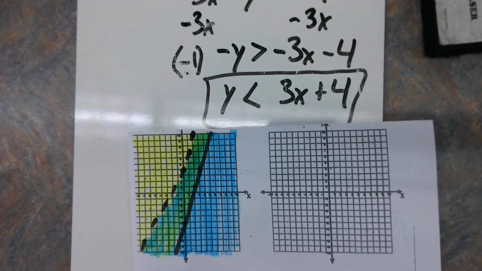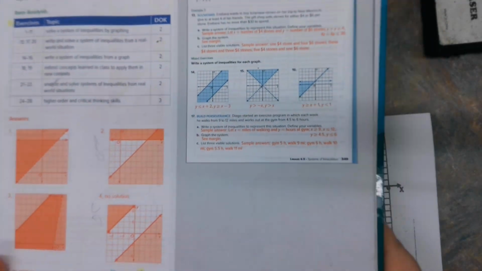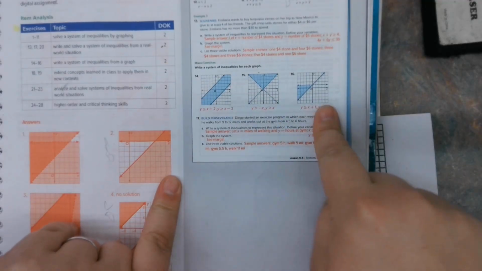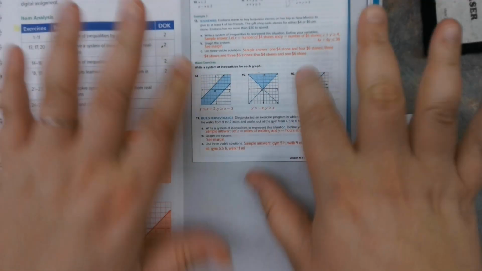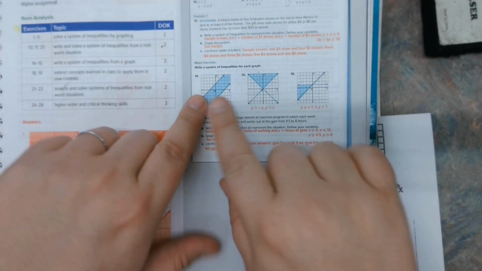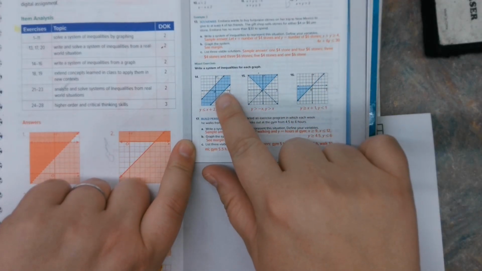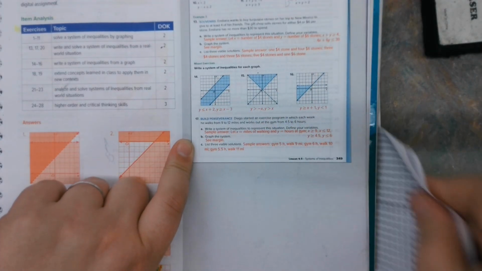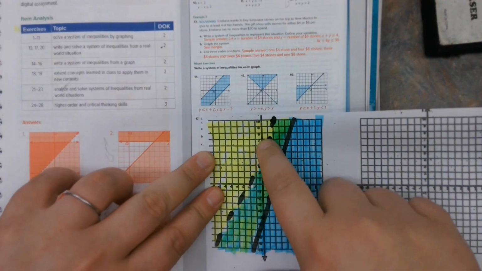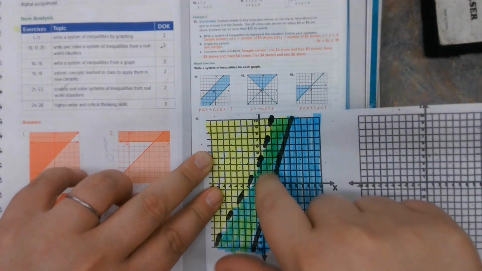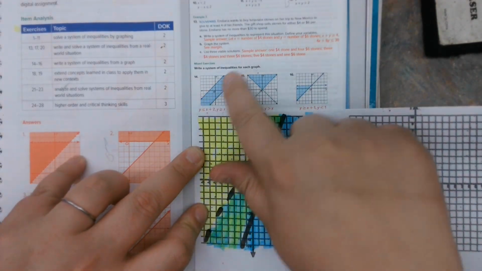Now, let me show you something. This is a teacher book, so it might look a little different than yours. I'm still on page 349. If you look at 14, 15, and 16, I'm not worried about working them out right now, but I want you to look. There's only one section that is shaded. So for 14, it's like what we just did for number 6. You see how it's shaded just in the middle?